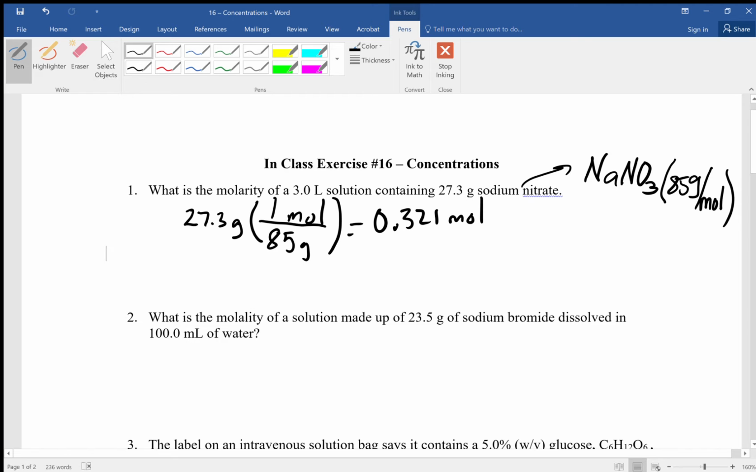From there, in order to figure out the molarity, we just need to take that number of moles and divide by the volume in liters, and we get 0.11 molar.